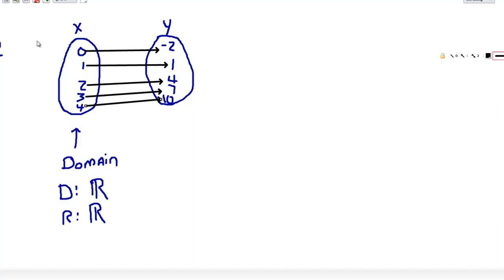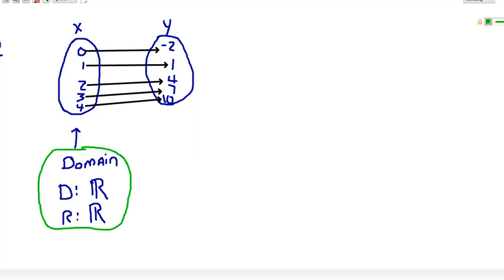Because technically for this, I don't have all of the points listed. It would actually be impossible to list all the points because the line goes on forever in 2 directions. It's impossible to list all the points. So I just listed out 5. And that's the other reason why I said, hey, the domain is all real numbers, and the range is all real numbers as well.